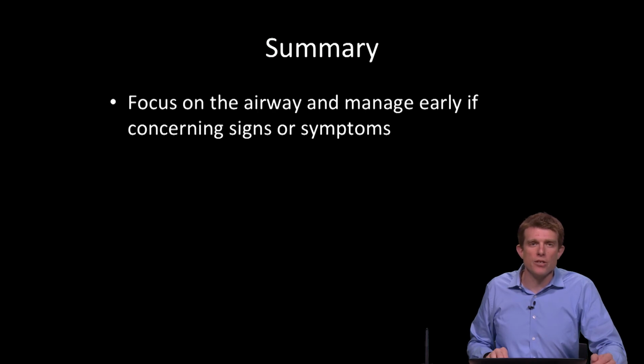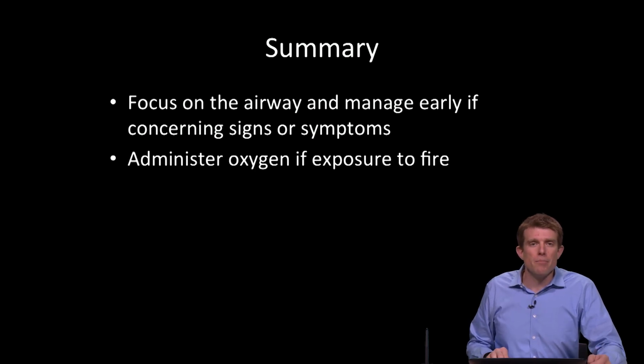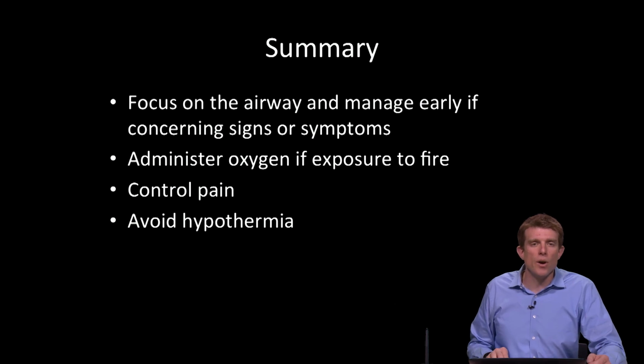So in summary, when we're evaluating early our burn patient, we want to focus on the airway because a lot of early deaths occur from airway obstruction and a burn to the airway. And we want to manage or intervene with endotracheal intubation or a surgical airway early in these patients with dramatic or significant signs or symptoms. We want to administer oxygen to most patients, and especially all patients that were exposed to fire. Control pain aggressively, and this typically means with IV narcotic pain medicines. And to avoid hypothermia and keep a clean environment.